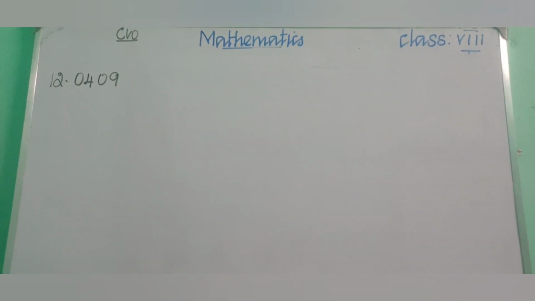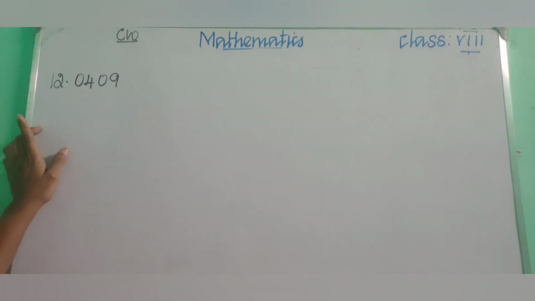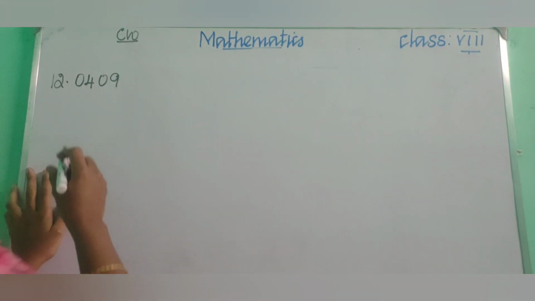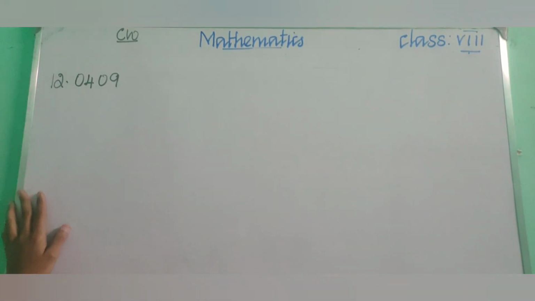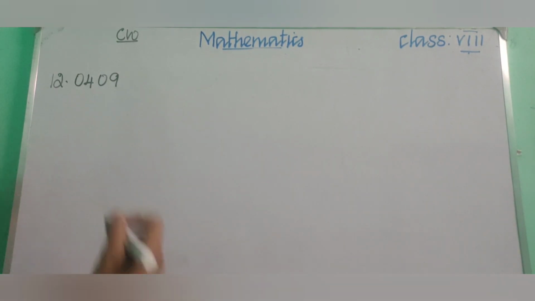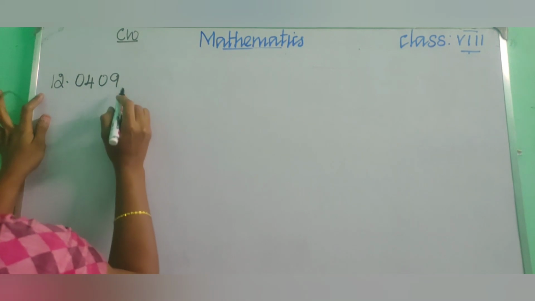Children, we can find the square root of decimal number in another way. Finding the square root of decimal number by long division method is one way, and this one is the next way. Okay, children, let us do the next method. Okay. See, here we are having 12.0409. Okay, same sum. Okay, same numbers. Okay, we are going to do in another method. Okay, children. So we are going to do the square root, right?